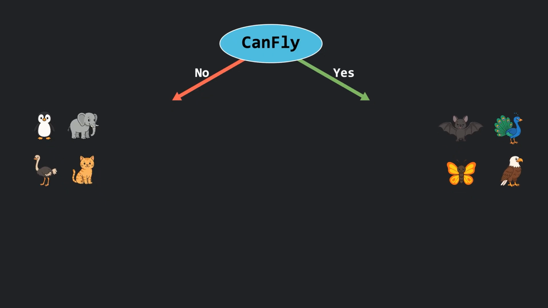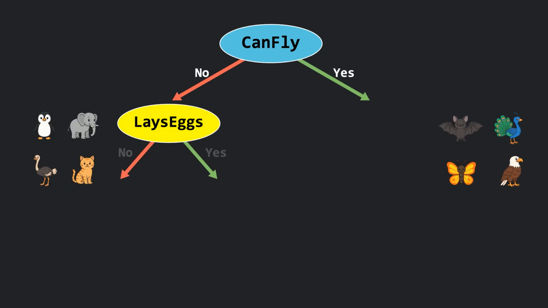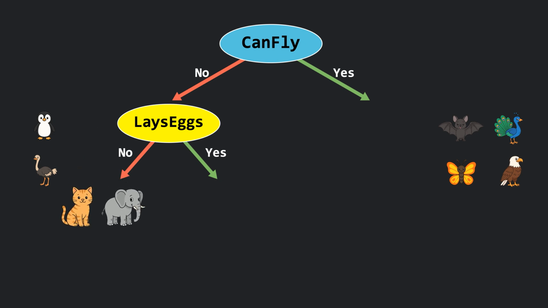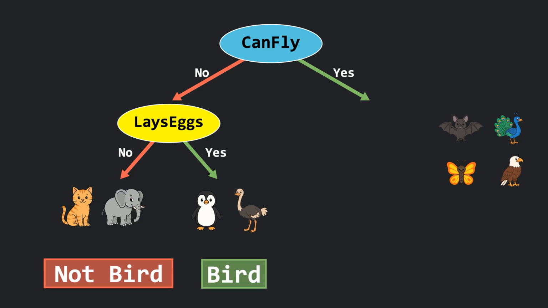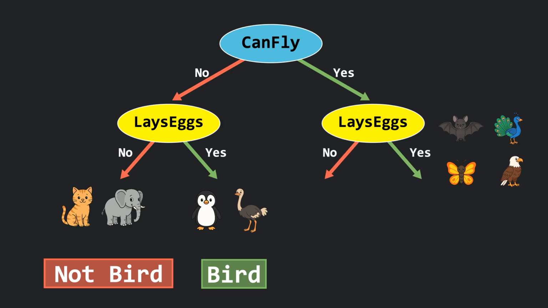Now on the left side, where animals cannot fly, we check the next feature, lays eggs. Elephants and cats do not lay eggs, and they are not birds. Penguins and ostriches, however, do lay eggs, and they are birds. This branch is done. On the right side, with animals that can fly, we again check lays eggs.